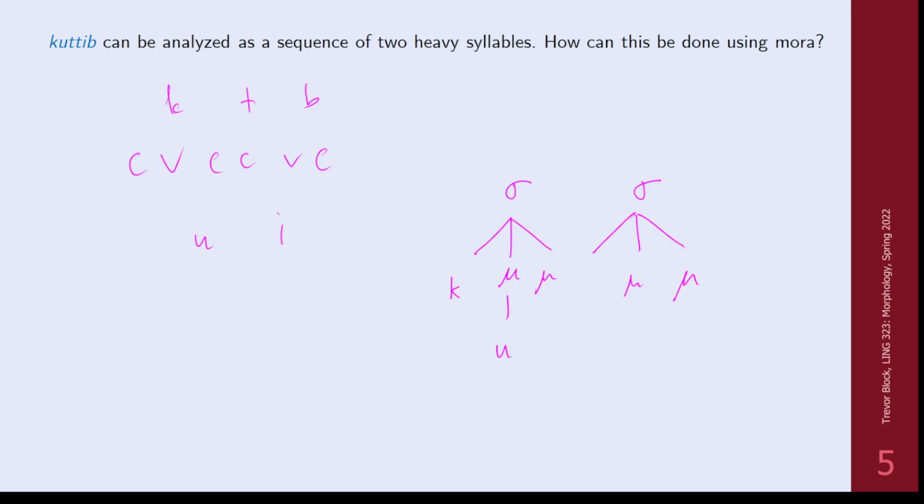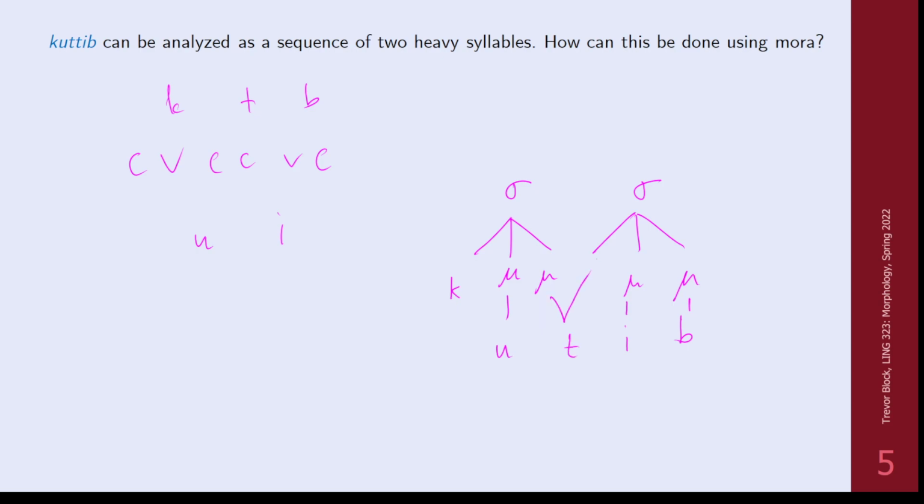What do we know as well? Well, the T tib has to at least appear in the onset of the next syllable. And the I, of course, will be the nucleus, and then the B is going to get the remaining mora. So what do we do about the T?